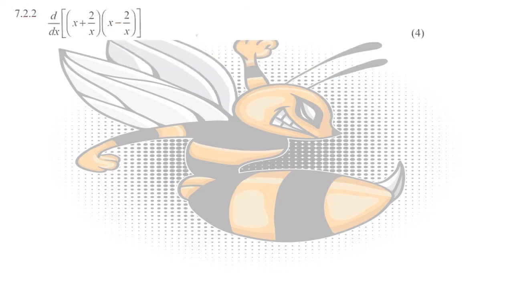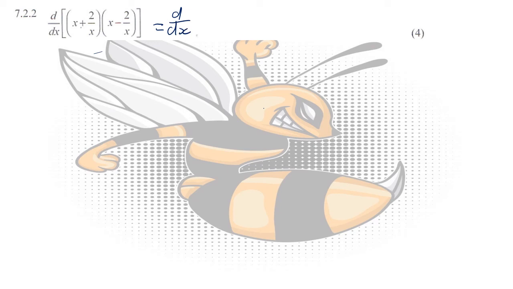The next question asks you, okay, find the derivative of x plus 2 over x, in brackets, open brackets, x minus 2 over x, close the brackets. Now in this case, if you take a careful look at it, both brackets look the same. One is a plus, one has a minus. So this is just difference of two squares.